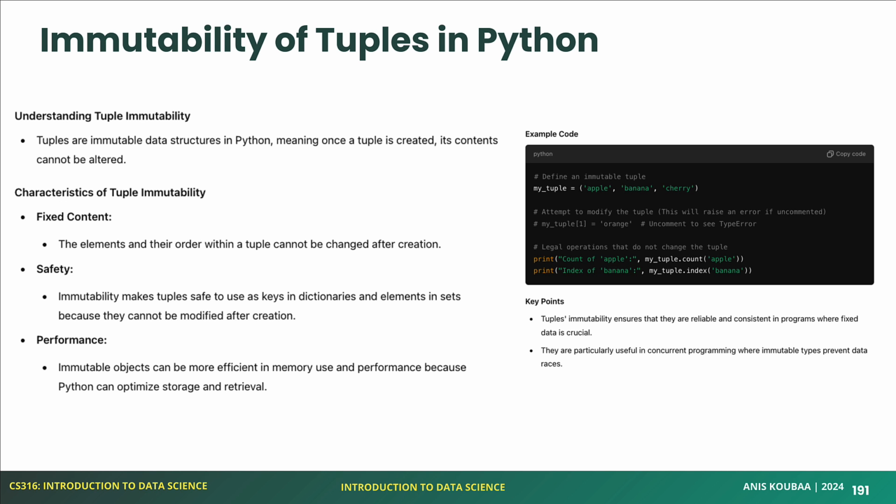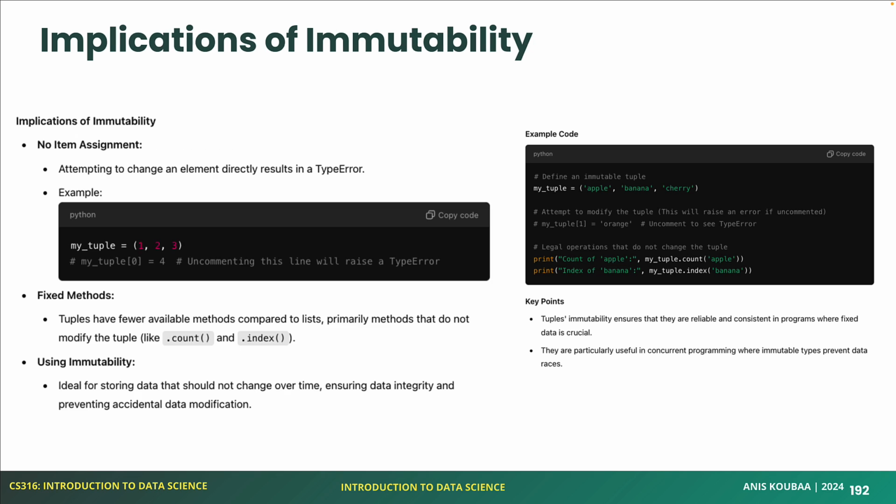Tuples are immutable, meaning once the tuple is created, its content cannot be altered. It will have a fixed content. And immutability makes tuples safe to use as keys of dictionaries, because they cannot be changed. But usually we use sets because the keys must be unique, so we should not have duplicates. But tuples can also be used. And performance-wise, it's more memory efficient, and also the access to the tuple is faster.